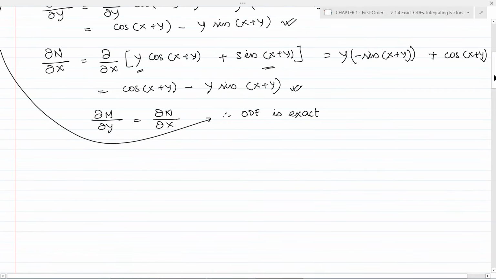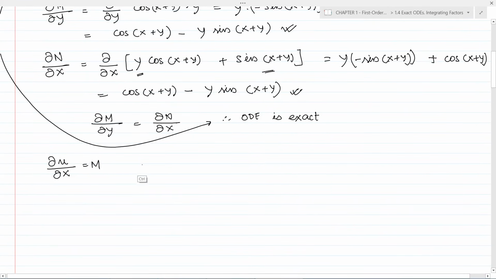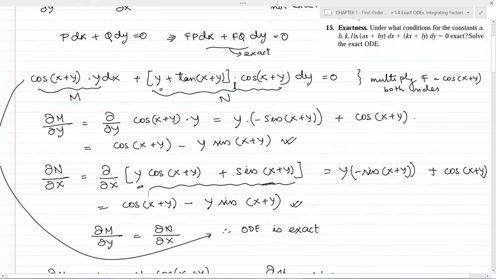Now, we have to find a u such that del u by del x equal to m, where m is now y multiplied by cos(x plus y). This is equal to y multiplied by cos(x plus y), and for the same u, del u by del y equal to n, which is equal to this whole term that we got by multiplying this cos(x plus y) with y and cos(x plus y) with tan(x plus y).